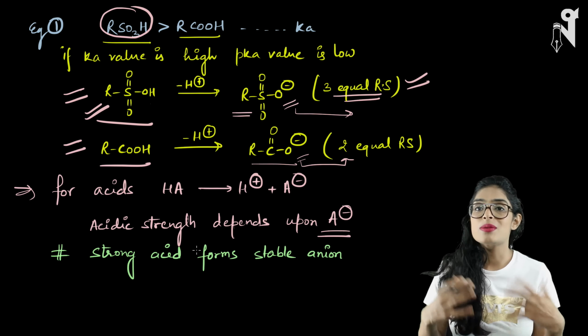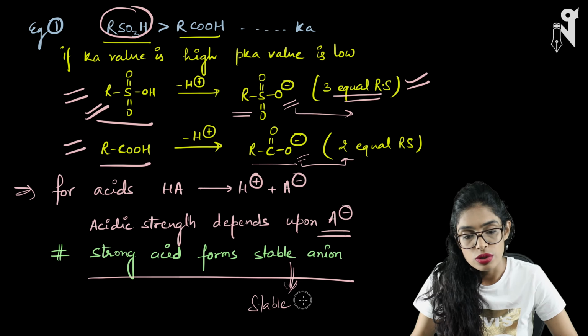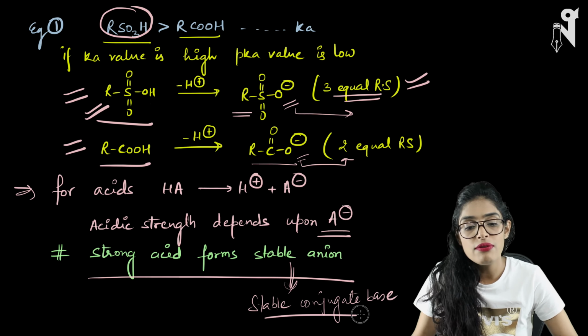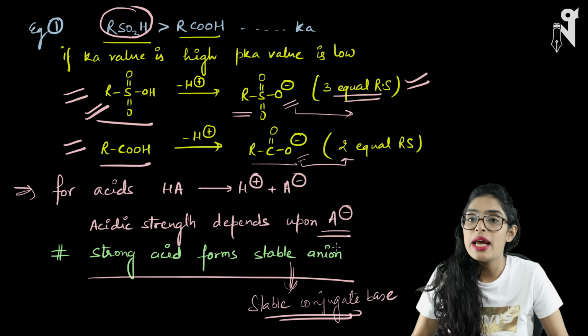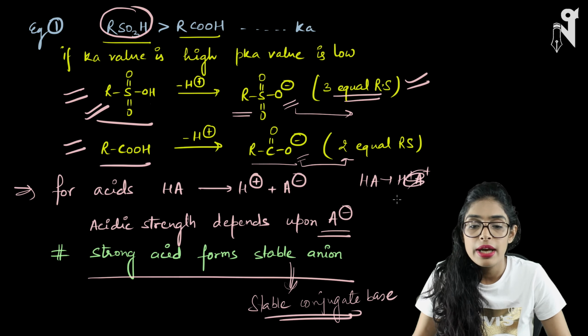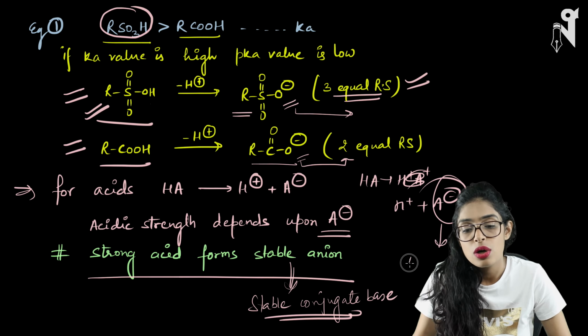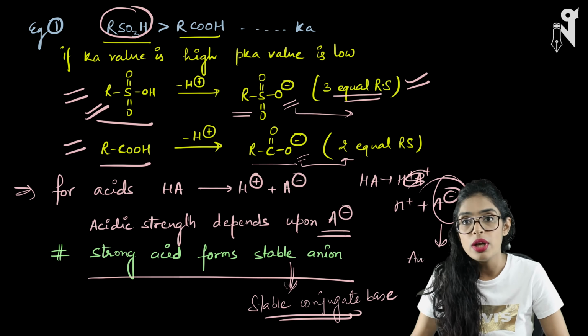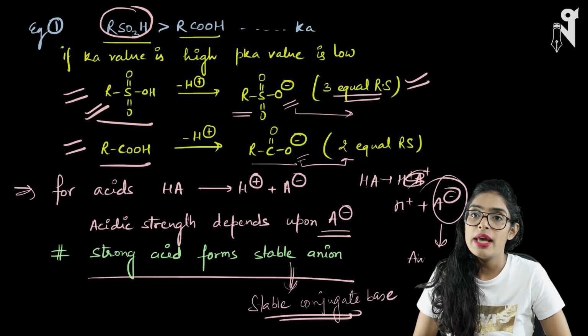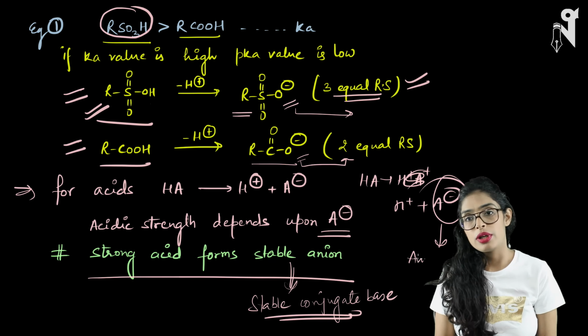Stable anion means nothing else but the stable conjugate base. If you have an acid, HA, it will break down as H plus and A minus. This A minus is your anion or conjugate base, whatever you want to call it. The more stable your conjugate base or anion is, the better acid your molecule will be.